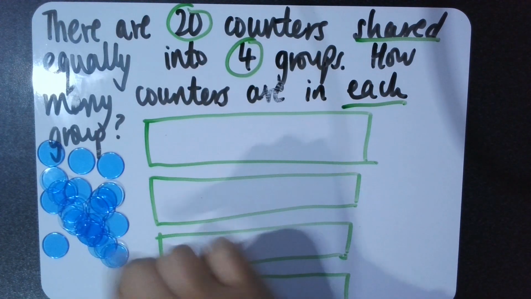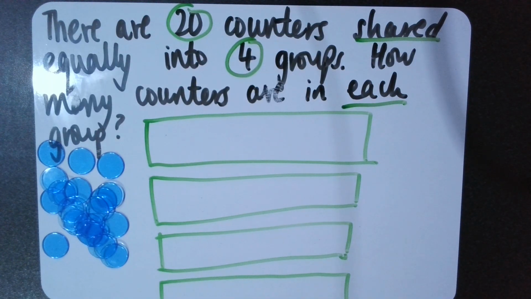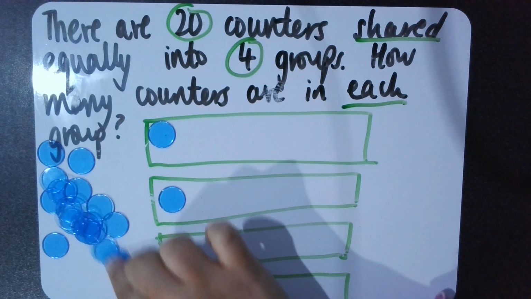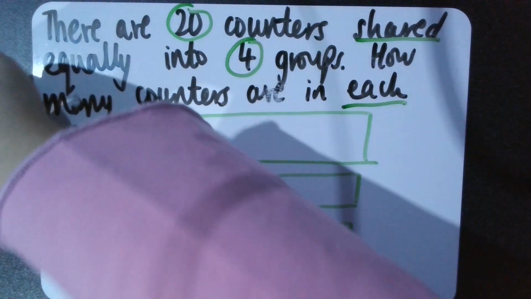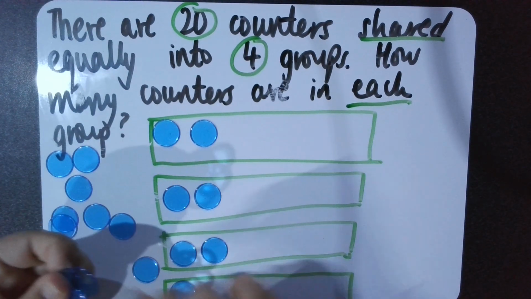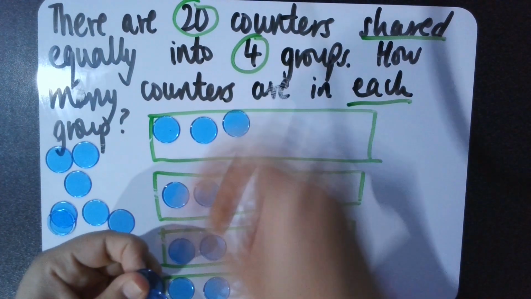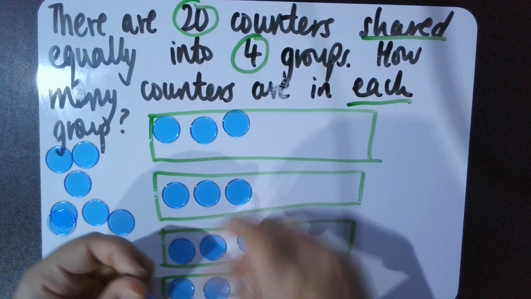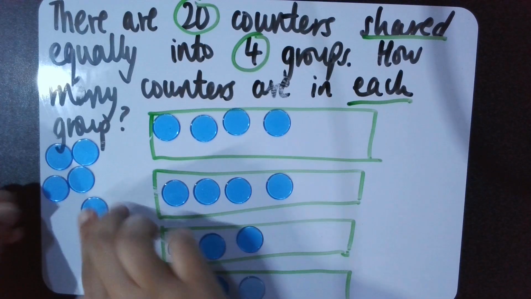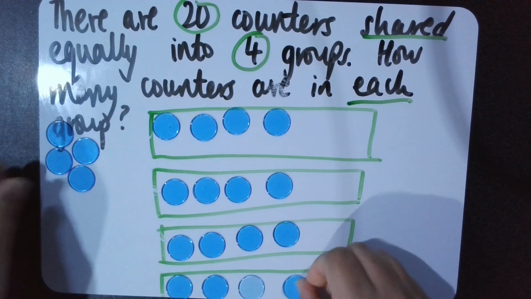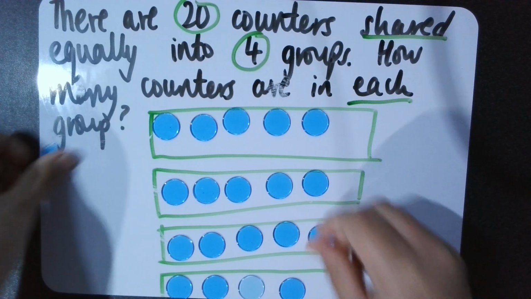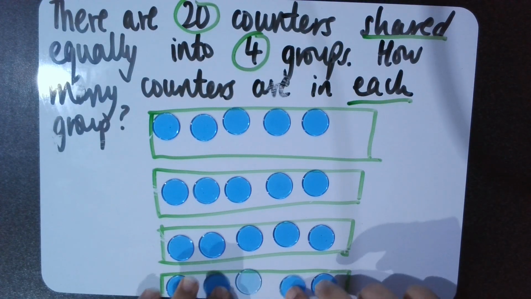We're sharing into each group. One by one, off we go. 1 in my first group, 1 in my second group, 1 in my third group, 1 in my fourth group. Now I've got 2, 2, 2, 2, 3, 3, 3, 3, 4, 4, 4, 4, 5, 5, 5, and 5.